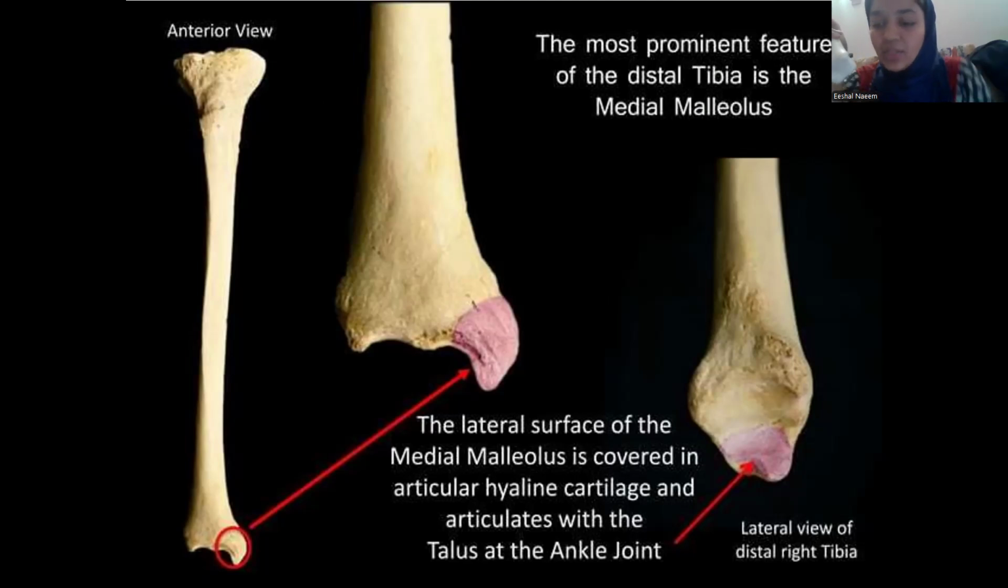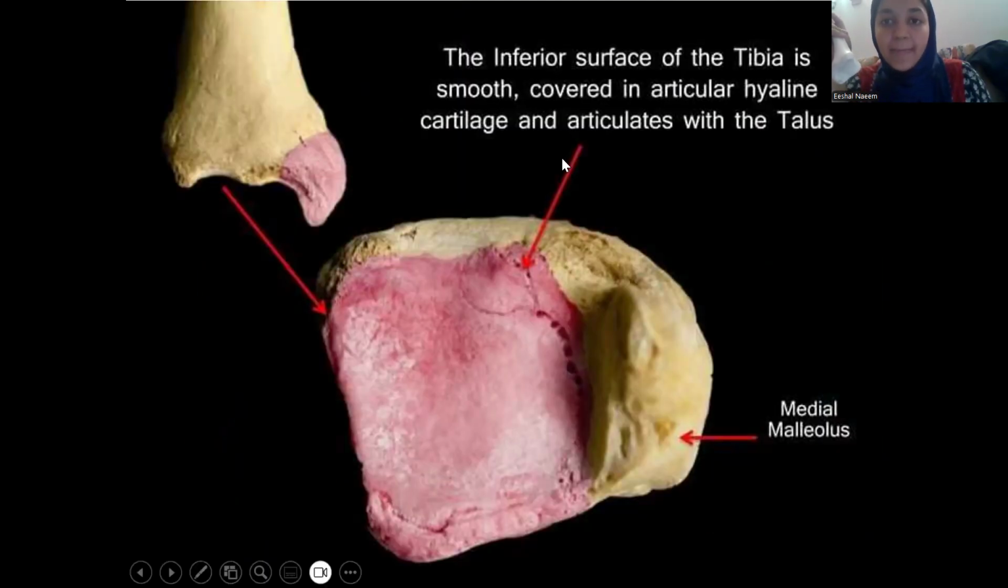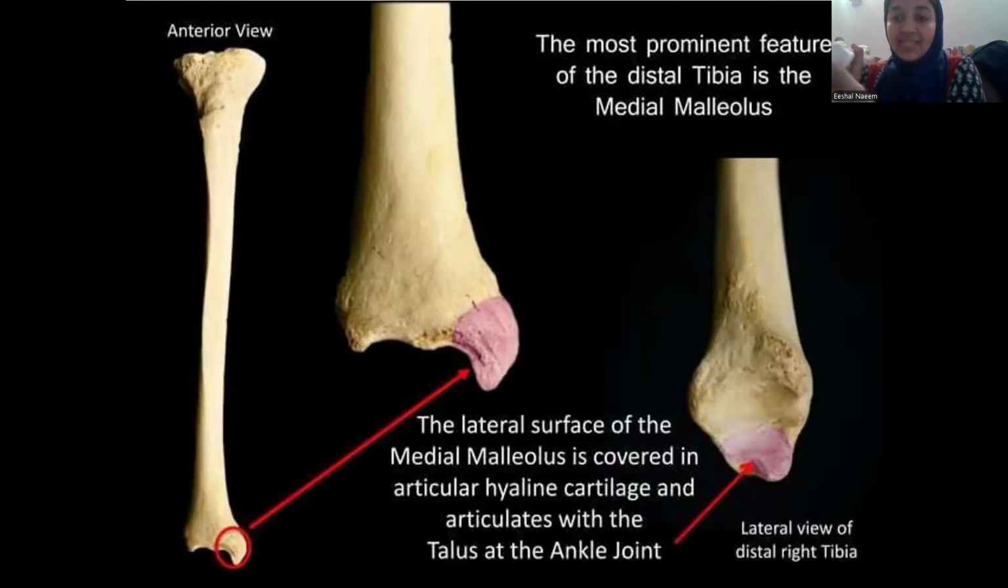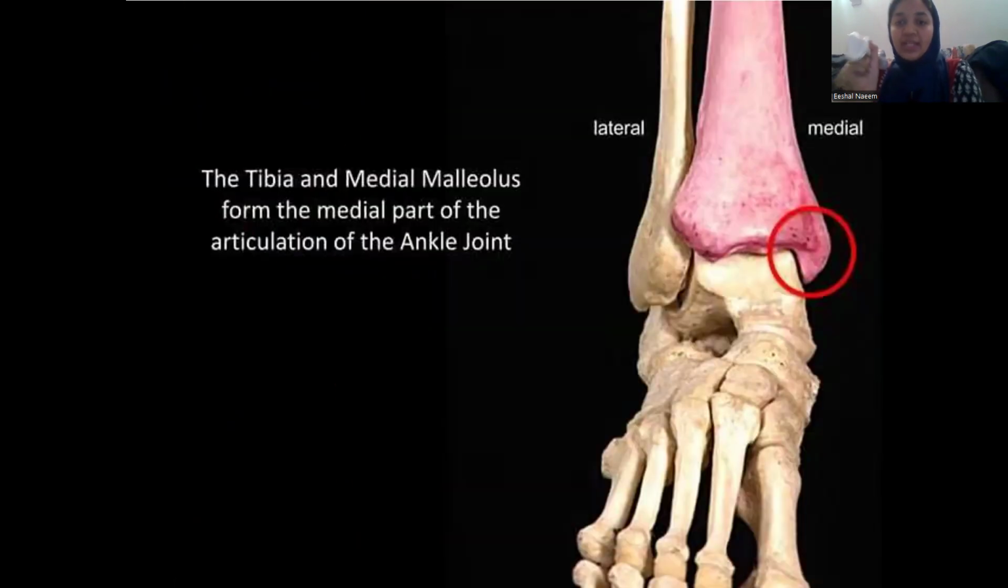So where's the talus of the ankle joint? I'll show it to you here. Can you see this? And the inferior surface of the tibia is covered in articular cartilage and articulates with the talus, right? So this lateral part articulates with the talus and this inferior surface also articulates with the talus. This is the talus bone, right? So the tibia and medial malleolus form the medial part of the articulation of the ankle joint. As you can see, this is the medial malleolus and this is the medial part of the ankle joint.